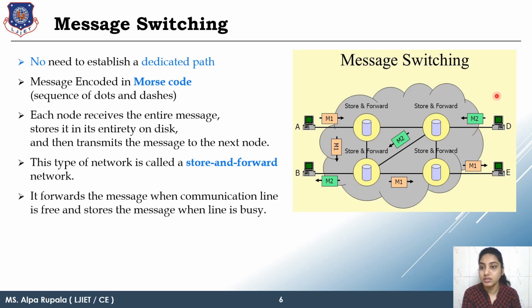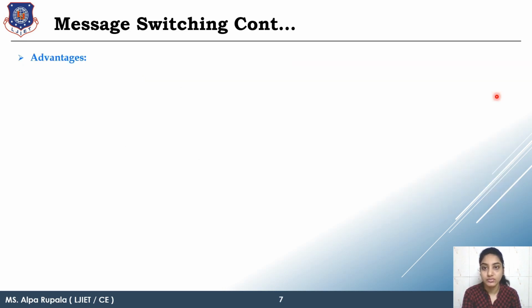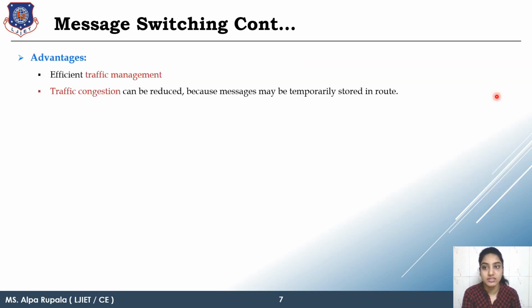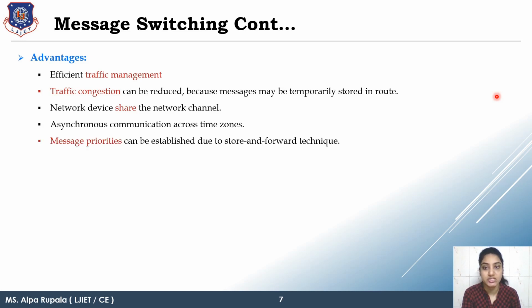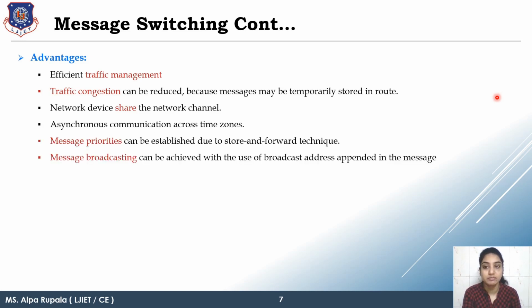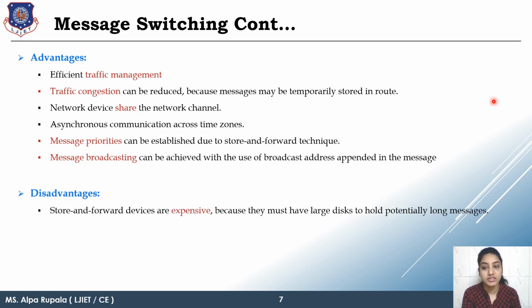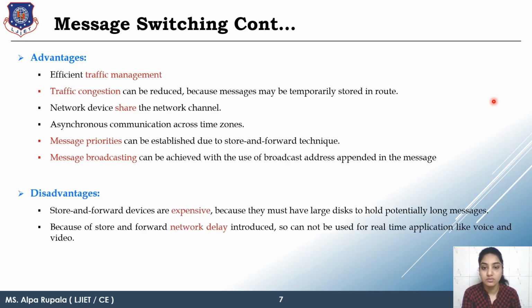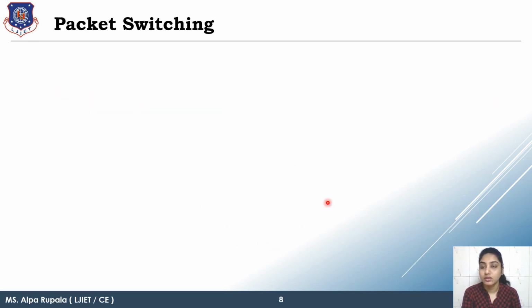So here are some points. We have already learned the advantages: traffic management, congestion handling, sharing of data is possible, message priority, and broadcasting is also there. The disadvantages are that it is very expensive due to the large amount of data, and network delay is introduced. Now moving forward to our next topic, that is packet switching.